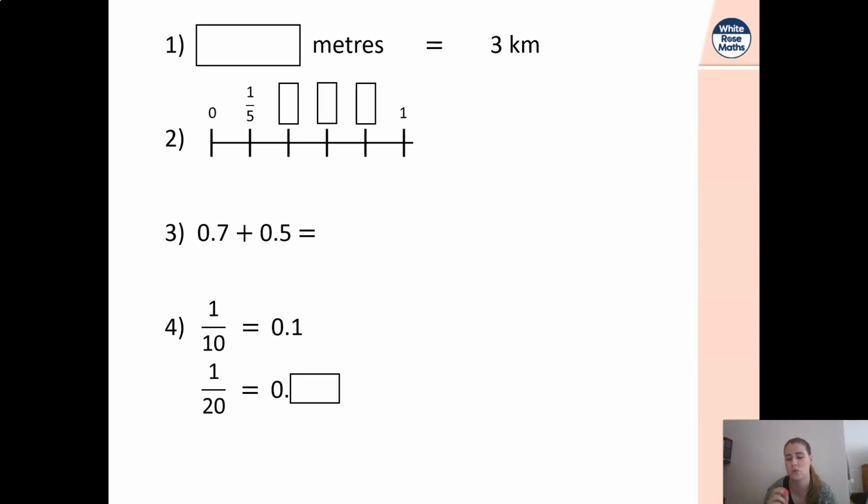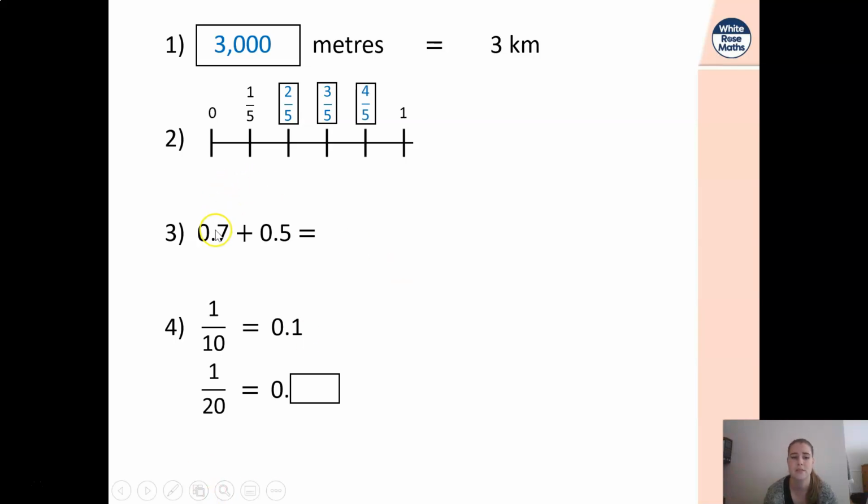Okay, so this sort of recaps on some of the measurements that we actually did a few weeks ago where we looked at converting metres and centimetres. So the first one here in terms of metres, it's 3,000 metres. Okay, you have to multiply it by 1,000. And here if we look at our fractions, this should be easy peasy. You did your fractions in lockdown last time round. So we've got 1/5, 2/5, 3/5, 4/5, and of course we have a whole.